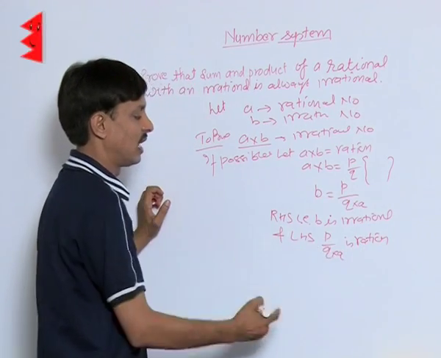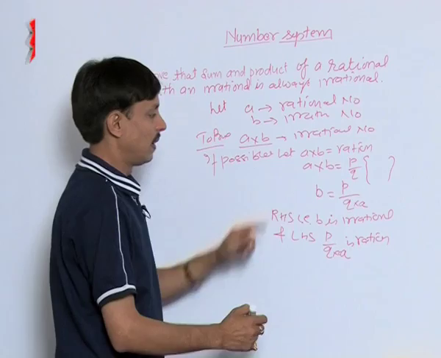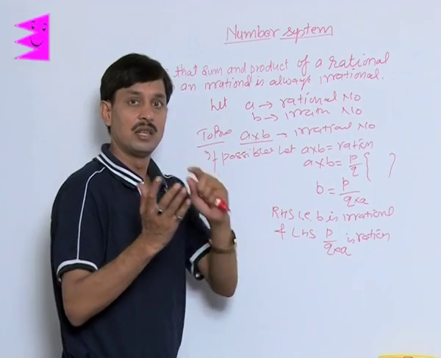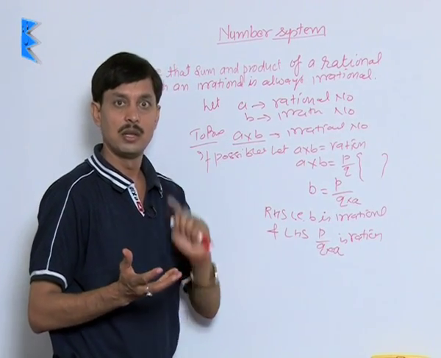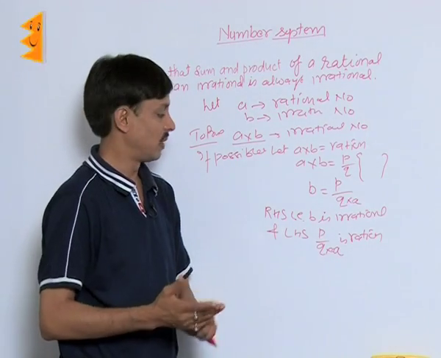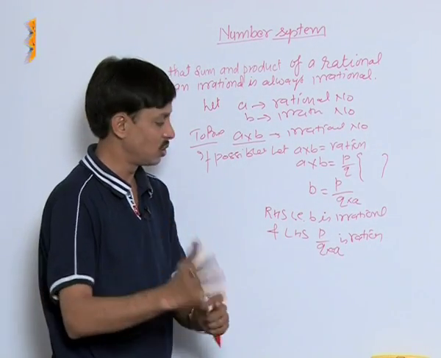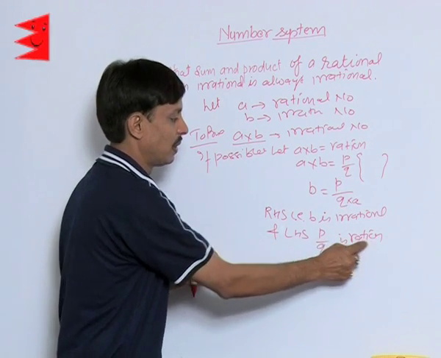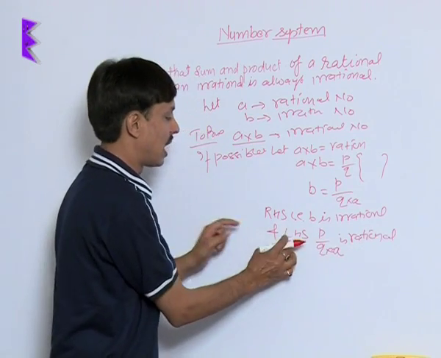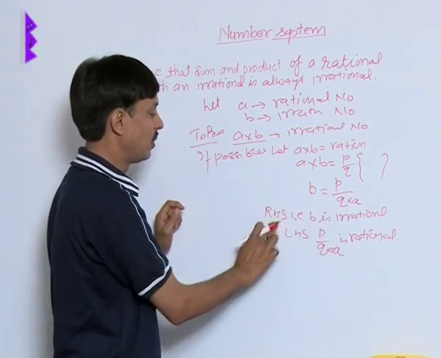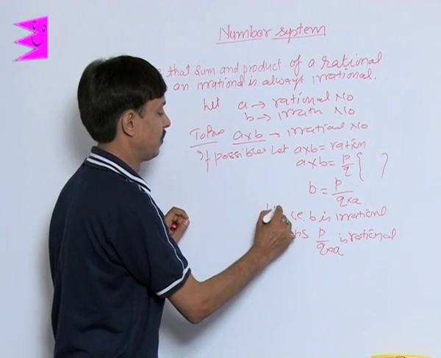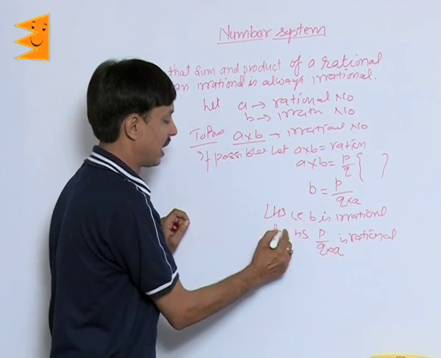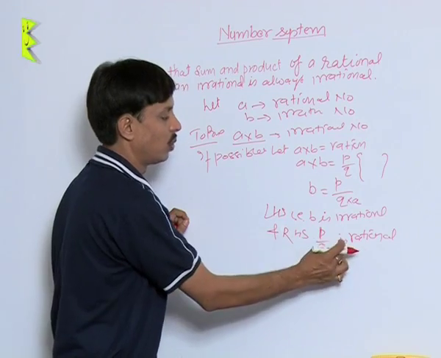Why is P by Q into A rational? The simple reason is that P by Q is assumed rational, and A is also rational. We know that the sum, product, difference and division of two rationals is always rational. So P by Q divided by A, that is P by Q into A, becomes rational. Here it is LHS: B is irrational, as clear from here. Here it is RHS: P upon Q into A is rational.